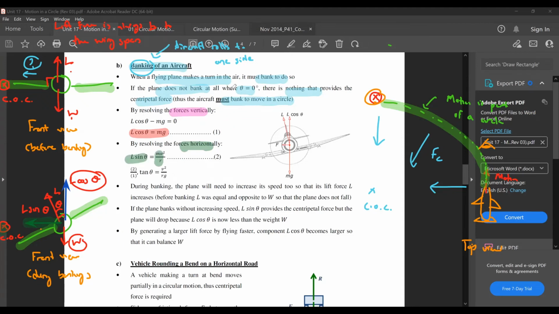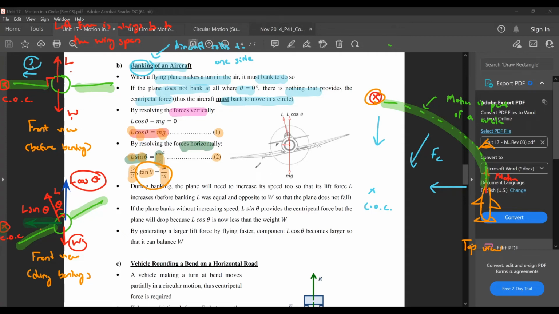All right. Now I want to simplify this relation. I can take equation 2 divided by equation 1 because I want to get rid of sine and cos. I want to make them a single function. So equation 2 divided by equation 1, L will cancel, sine theta over cos theta will give me tangent theta, and mv squared over r over mg will give me v squared over rg. So this relation here applies to the banking aircraft right now.